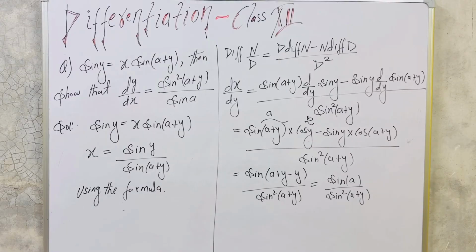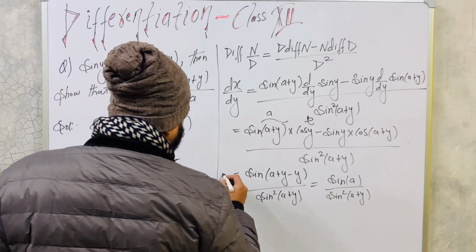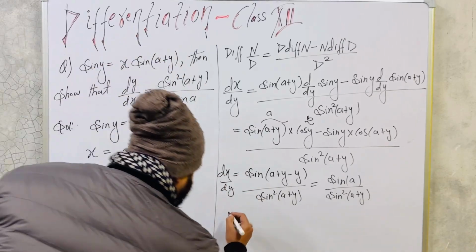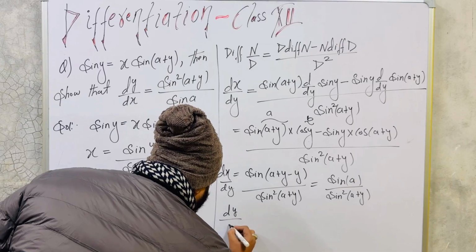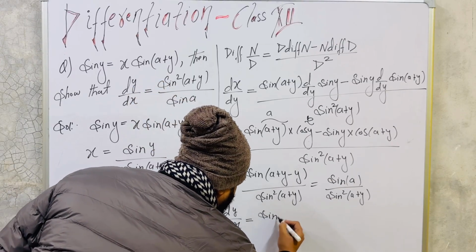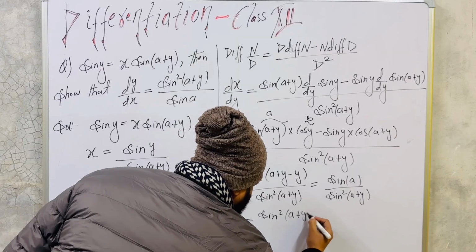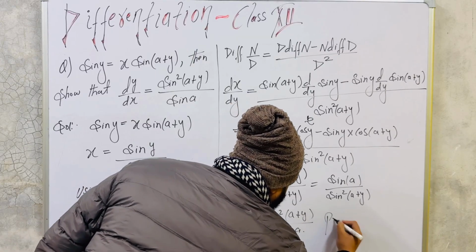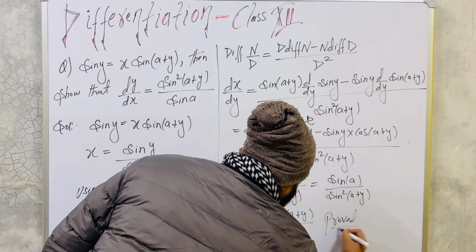Now the showing that is dy by dx, but this is the formula of, this is the solving is dx by dy. Now the final proving is dy by dx, then the answer is reciprocal, the sine square a plus y upon sine a. Okay, then prove that, hence prove that.